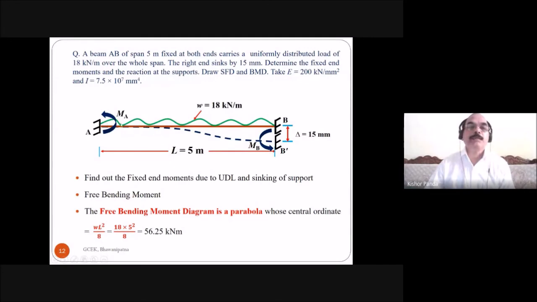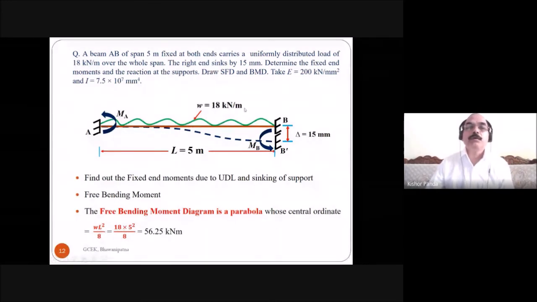Because here there is a uniform distributed load, and for the simply supported condition, what is the bending moment diagram? Parabolic. And what is the maximum ordinate? What is the maximum positive or sagging moment at the center? This is WL square by 8. The free bending moment diagram is a parabola whose central ordinate is WL square by 8.